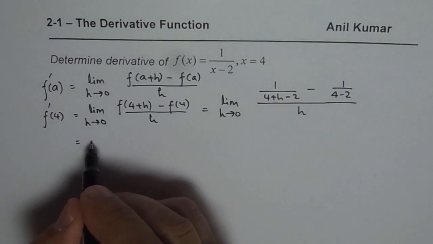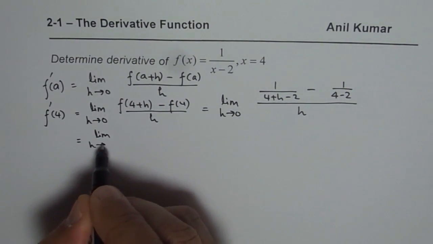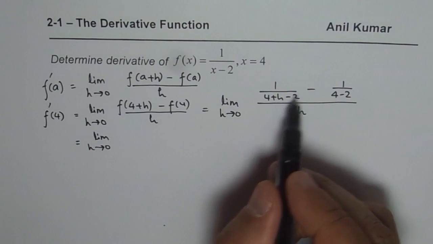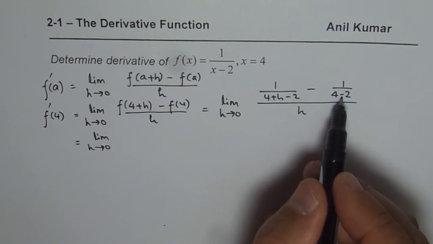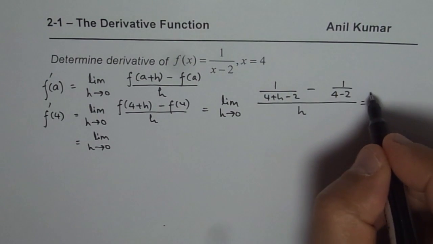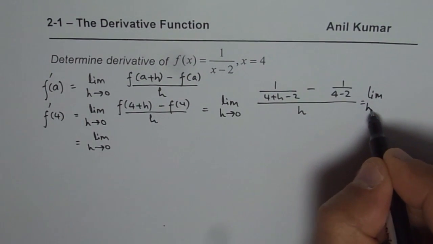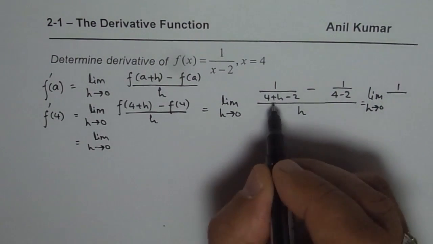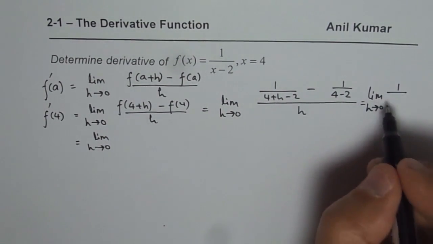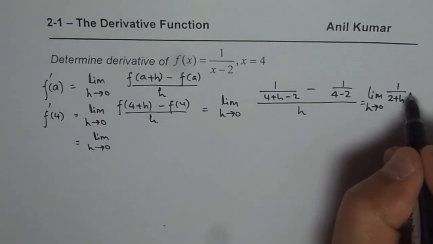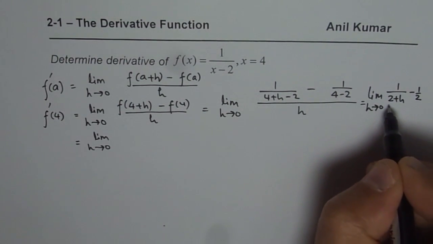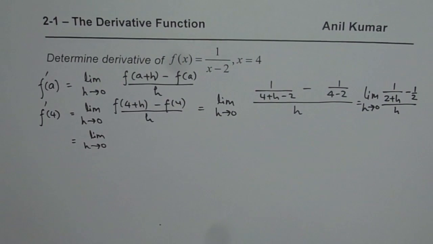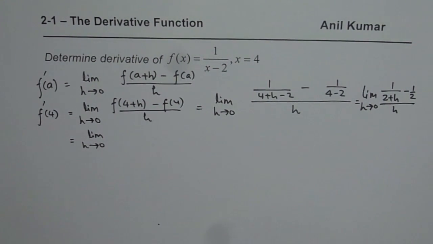Now let's simplify this a bit. So we get the limit as h approaches 0. We can take a common denominator, so we cross multiply. So 4 minus 2 is half, right? Let me rewrite this here itself so that you understand. I don't want to skip steps here. So we have 1 over 4 minus 2, which is 2, right? So let me write this as 1 over 2 plus h minus half, over h. Okay, so this is what we have as a simplified version. I hope now it's absolutely clear to you.